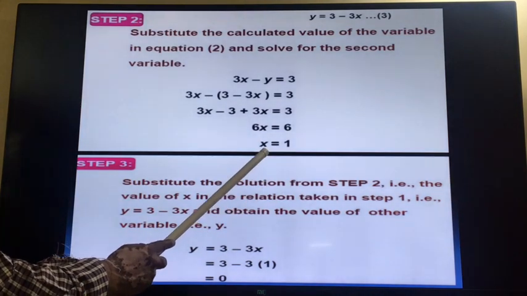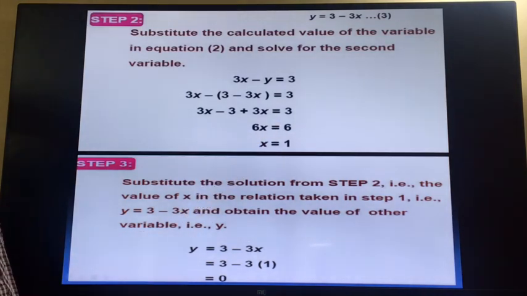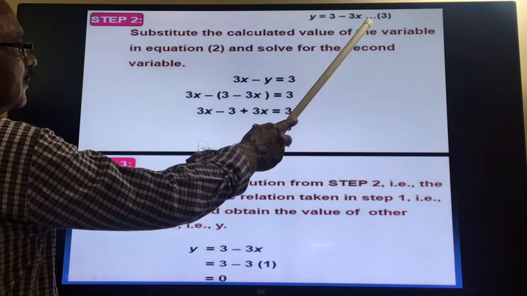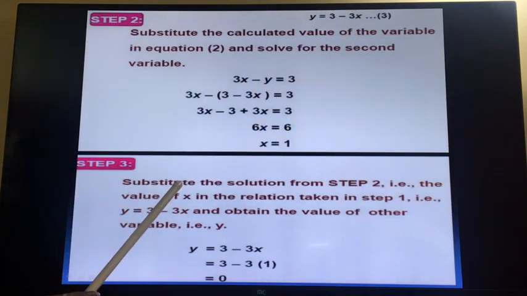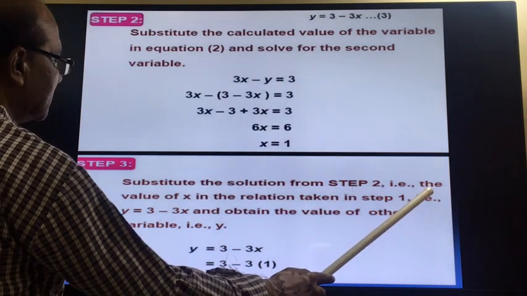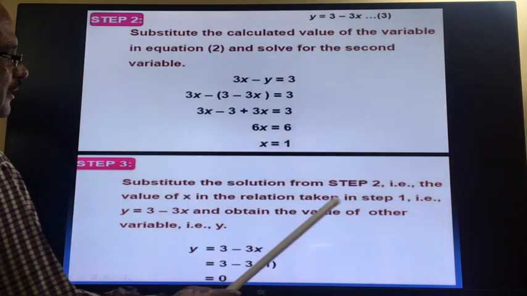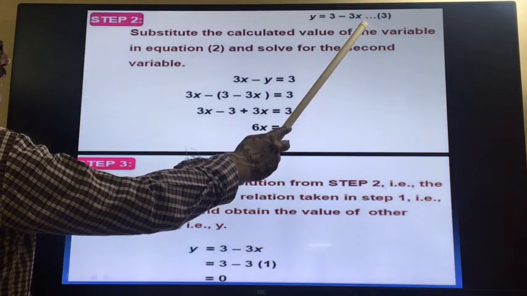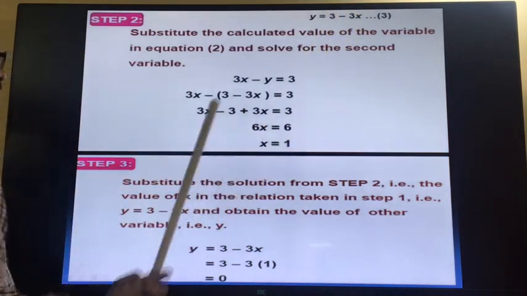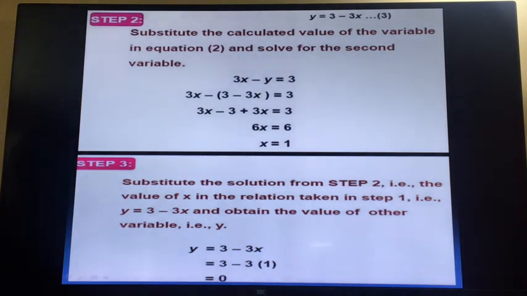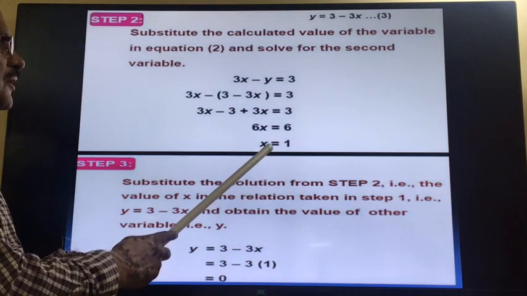After finding this value, we can find the value of the other variable y. The best way is to put this value in the relation from step 1. This is the third step: substitute the solution from step 2, that is the value of x, in the relation taken in step 1, that is y is equal to 3 minus 3x. In place of x, we will write 1. So we get 3 minus 3 into 1, which is 3 minus 3, equal to 0. So we got the solution y is equal to 0 and x is equal to 1.